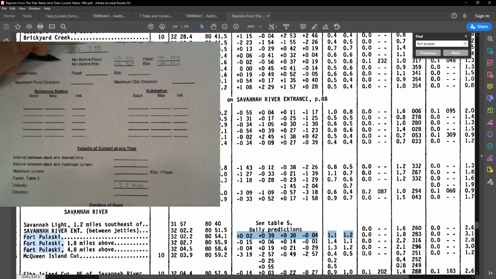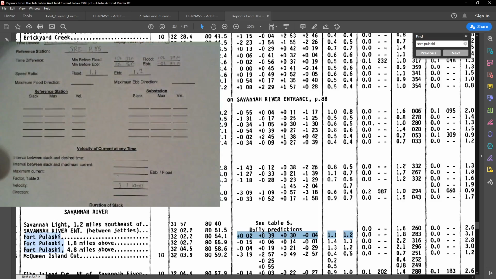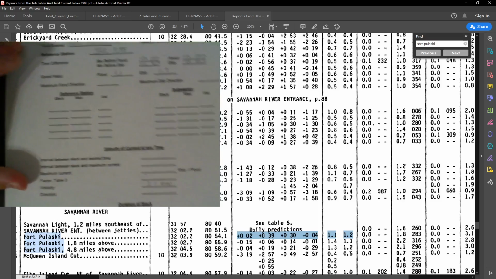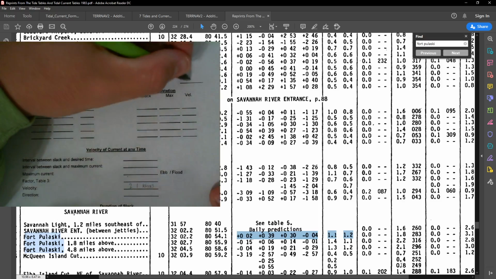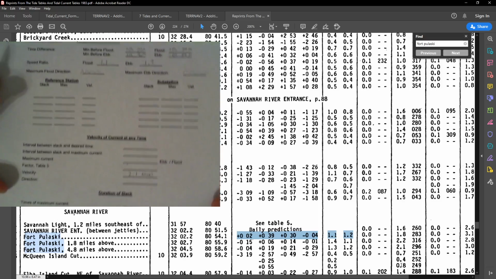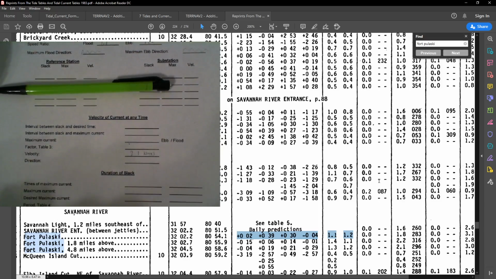Now the flood is a speed ratio of 1.1 and the ebb is a speed ratio of 1.2. Now for these problems, like I said before, you do not need the flood or ebb direction. We're just going to scribble through that just to show that we don't need it. So our reference station is Savannah River Entrance, and what I'll be doing, like I did in the last problem, is simply copying this.